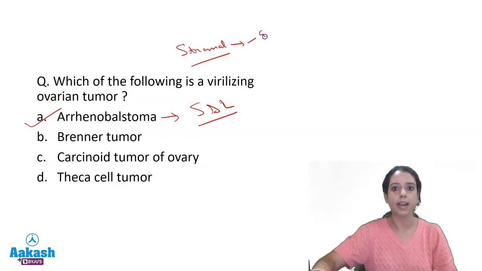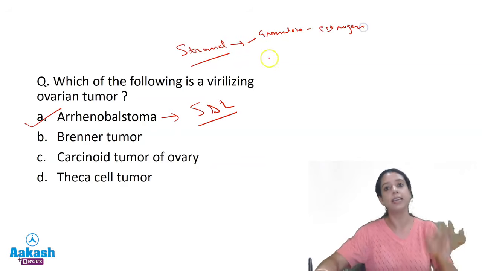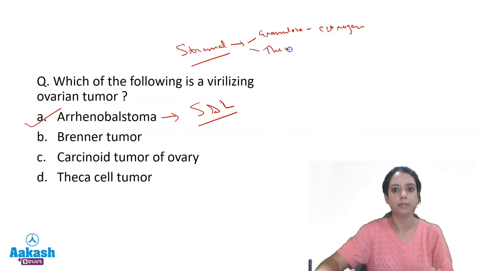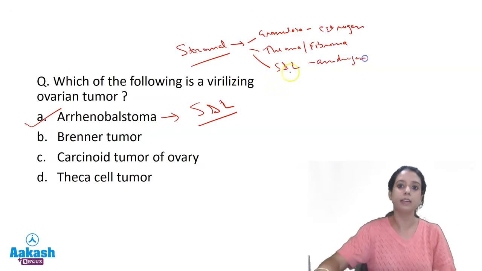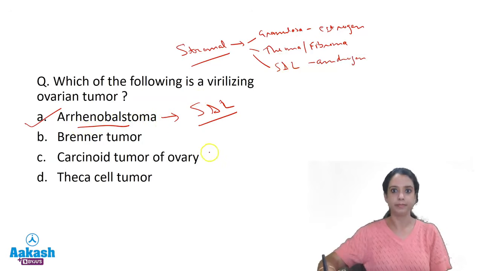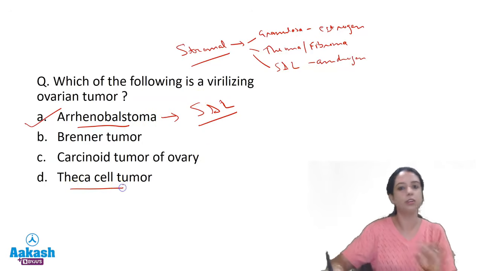In the stromal tumors, the category is granulosa cell, which basically secrete estrogen. Granulosa cell are high estrogen secreting tumors. Next comes thecoma fibroma. Thecoma fibroma do not secrete any hormone. They are like fibroids only. Next come Sertoli and Leydig cell tumors, which secrete androgens. And another name for Sertoli Leydig cell tumors is arrhenoblastoma. So this is your answer. Okay? Theca cell tumors will not secrete any hormones.